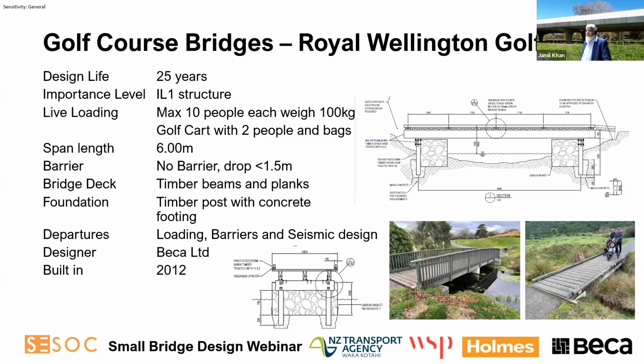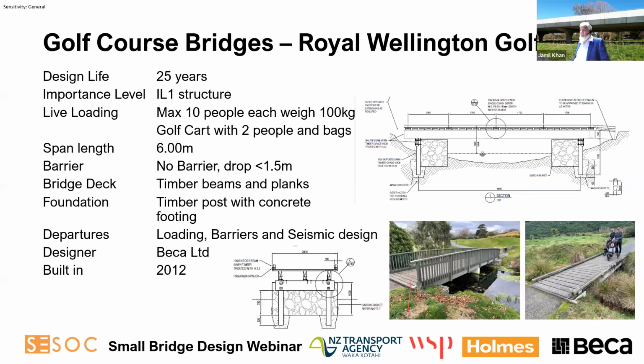Another example of these golf course bridges is the Royal Wellington golf course bridges. Again here, the designer agreed with the client. The design life was 25 years, importance level was 1, and the loading was agreed with the client: a maximum of 10 people can cross at one time with 100 kg weight, or a golf cart with 2 people and bags. These are the limits, and they have put signs up on those limits. Span is again 6 meters.